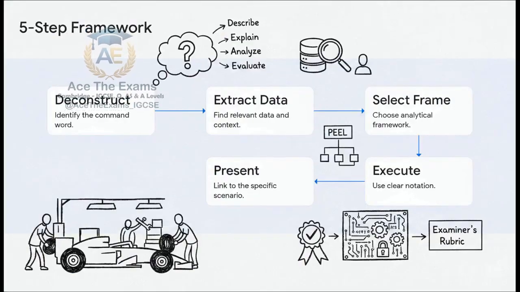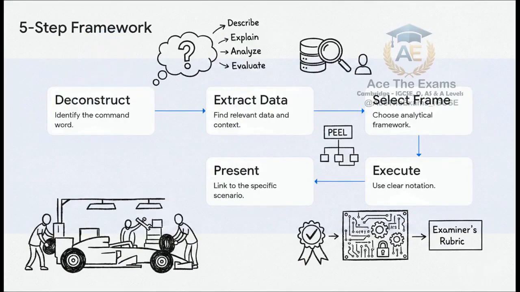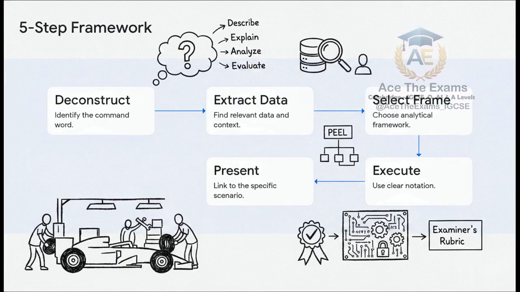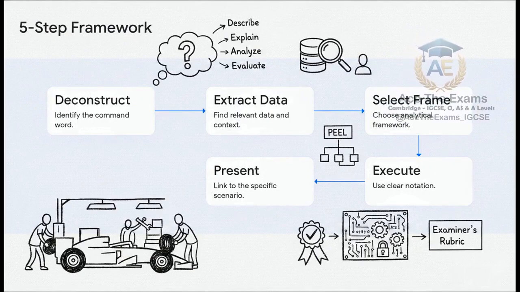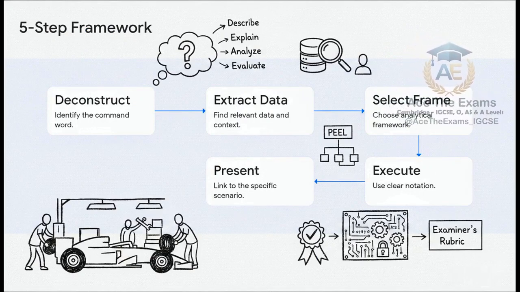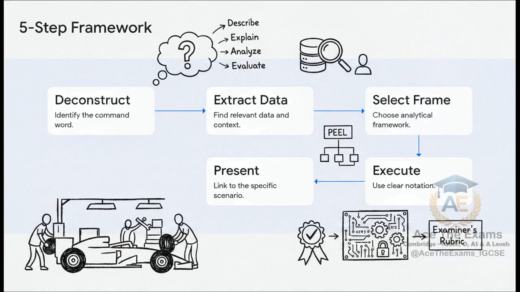So the really crucial point here is applying a standardized sequence. Here's the 5-step procedural framework pulled directly from the syllabus guidelines. Think of this as our ultimate computer science success blueprint. Step 1. Deconstruct the question. You have to identify the command word. Is it describe, explain, analyze, evaluate? Step 2. Extract relevant data.